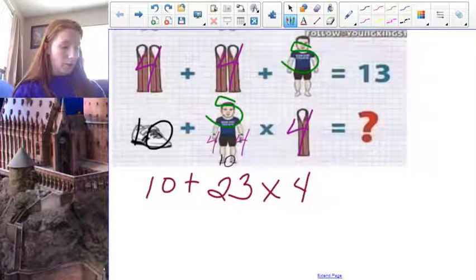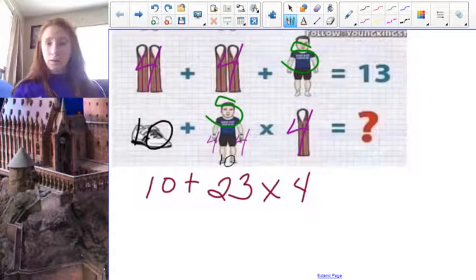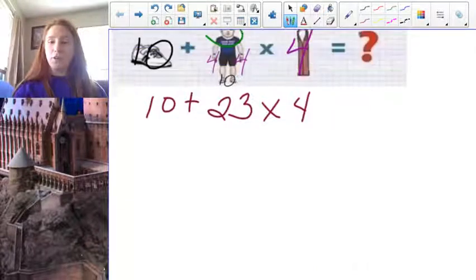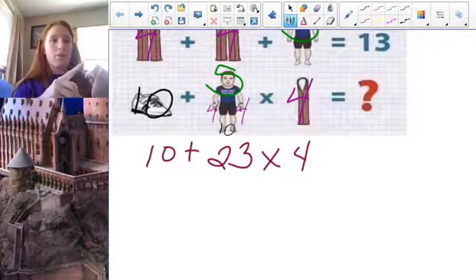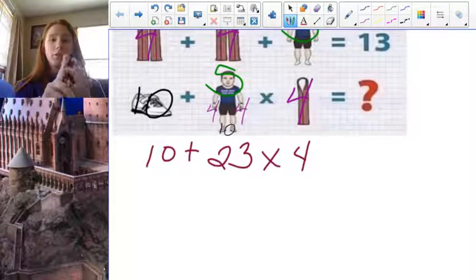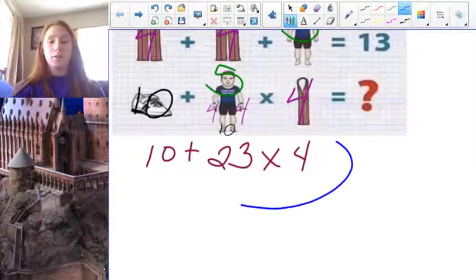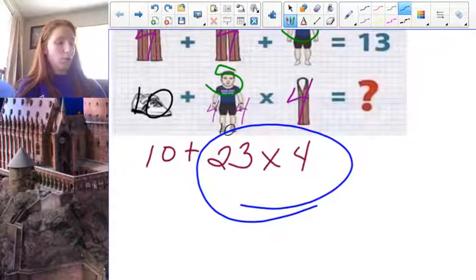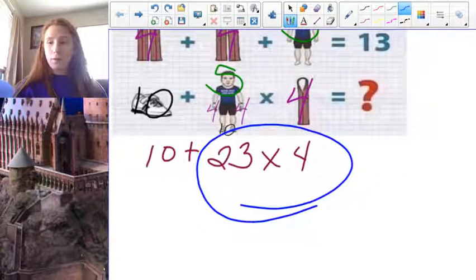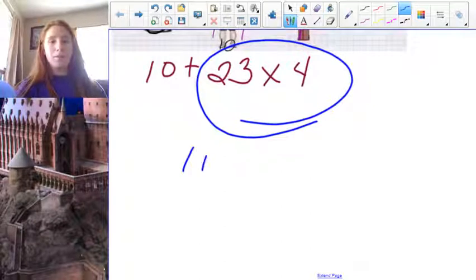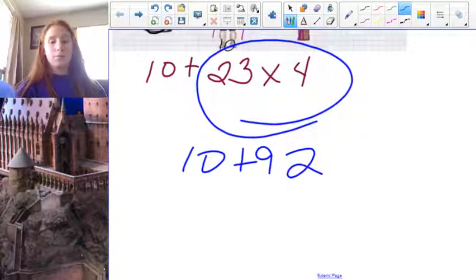So then we need to take a look and identify how to solve this. So again, order of operations tells me that I solve from left to right, parentheses first, which I don't have any, exponents next, which I also don't have any, multiplication or division from left to right, which I totally do, 23 times 4, and no, I don't know that off the top of my head, which gives me 92. 92 plus 10 is 102.